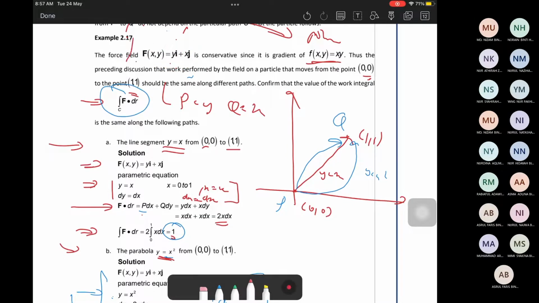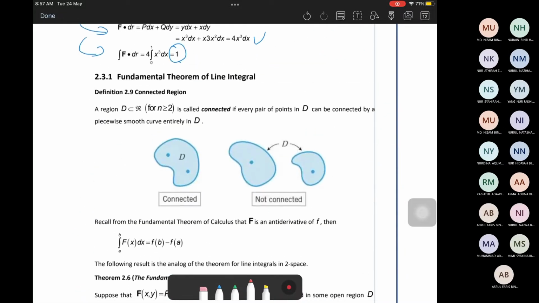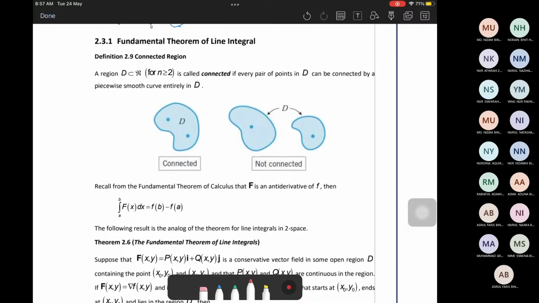Sebab tu kita perlu tahu apa itu konservatif sebelum ni. Okay, kalau ada konservatif, jadi dia punya work done, the value of work done adalah sama. Walaupun awak cari macam mana pun tetap jawapannya sama. Okay, 2.3.1.